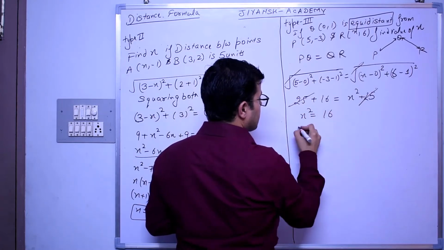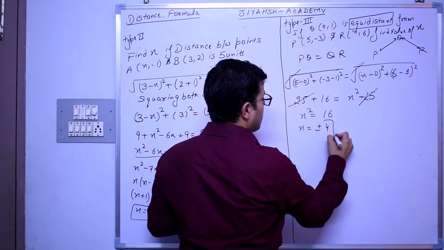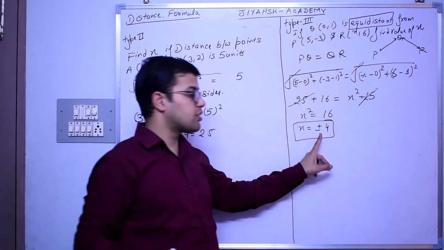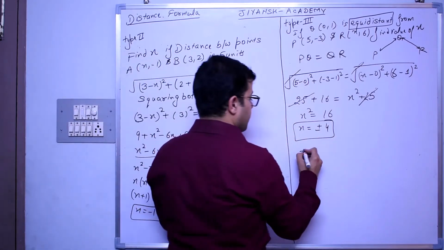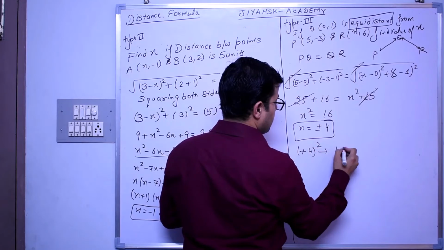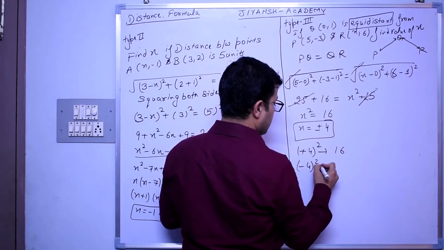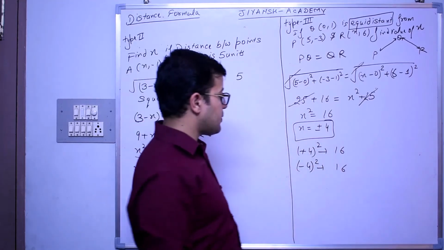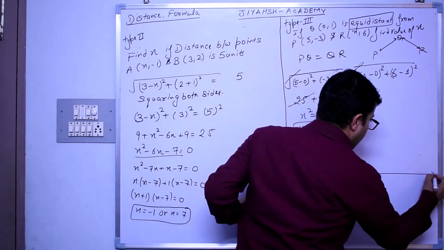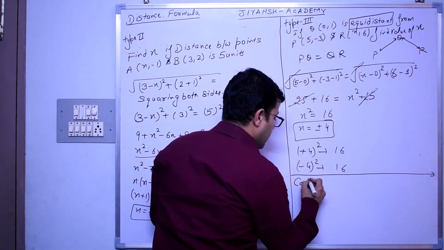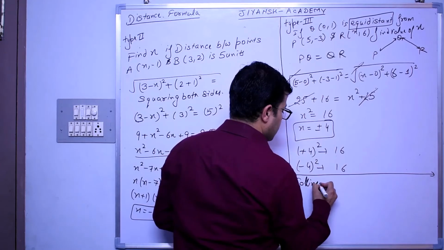x square is equal to 16, so x comes out to be plus minus 4. Now why is plus minus being generated? Because plus 4 square will also be 16 and minus 4 square is also 16. Then after this we will be discussing questions about collinear points, because in this case too you need the distance formula.